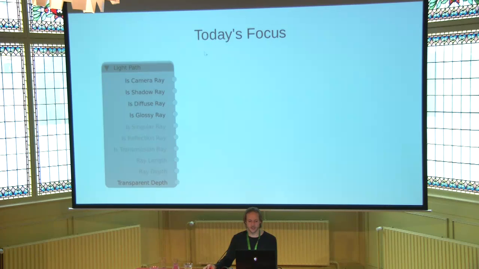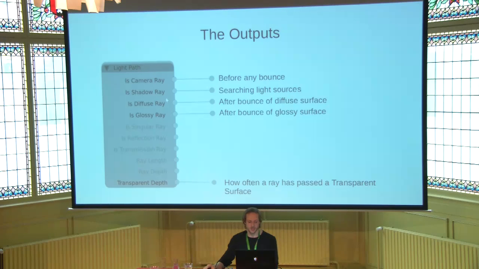Okay, and I'm going to show you a couple of examples that I've prepared, and we're going to kind of ignore these because, well, the time is pretty limited, and I'm going to focus on the camera ray, shadow ray, diffuse ray, glossy ray, and the transparent depth. And the camera ray, I've already said that, it's before any bounce. As soon as a ray touches the surface, it is not a camera ray anymore.